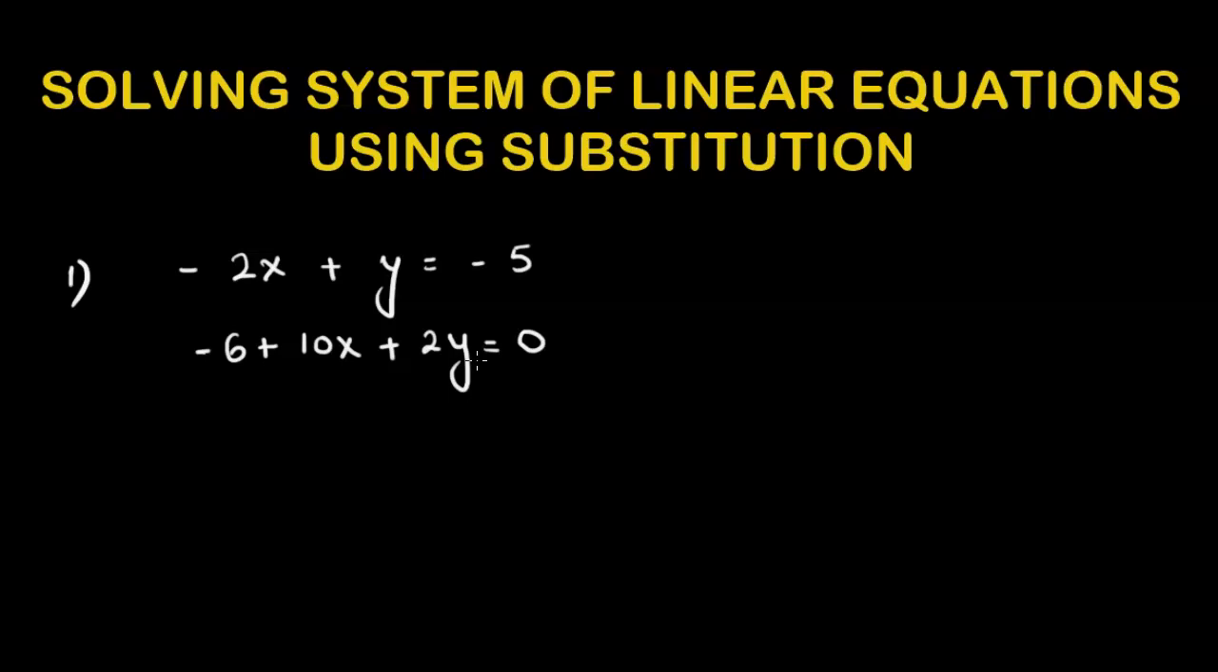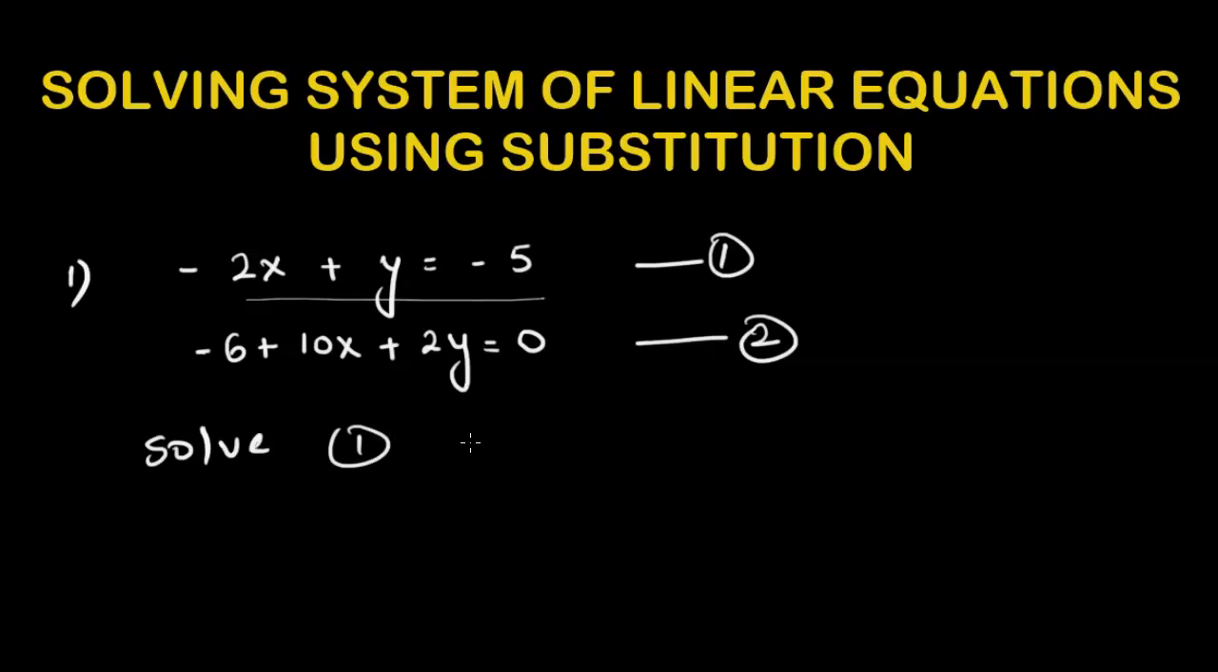Substitution basically means solving one equation and substituting, or putting it, into the second equation. So let's first mark the equations. This is our first equation and this is our second equation. It's our choice whether we solve the first or the second equation for one variable. It's easier to solve the first equation for y because y is alone. So we will solve equation 1 for y.